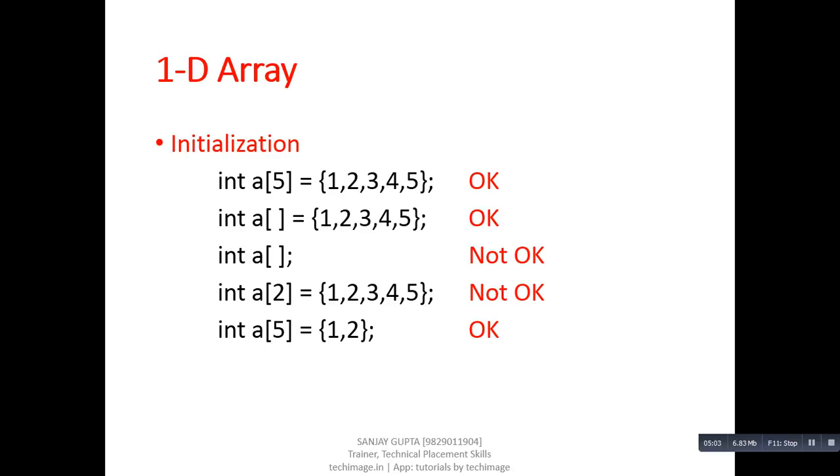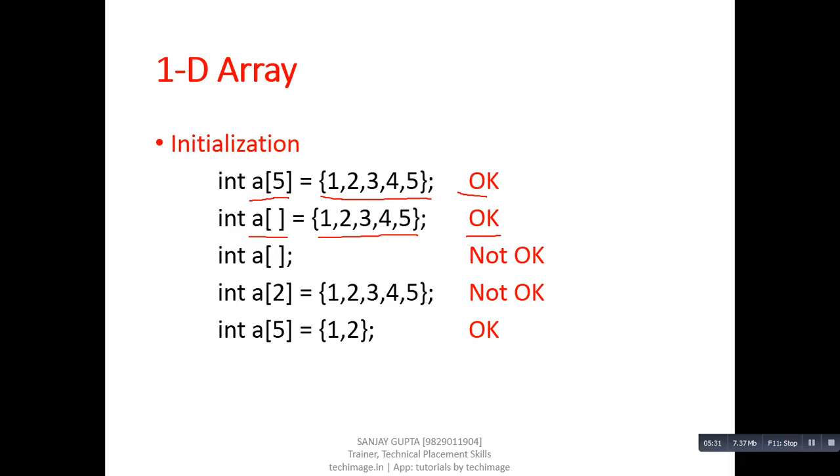So there are a total of 5 statements. The first statement is quite simple. Here the size of the array is 5 and we are assigning a total of 5 elements. So it is okay. Second statement, here we have not provided any size, but we are assigning a total of 5 elements. So this statement is also okay because the total number of elements will be equal to the size of the array.